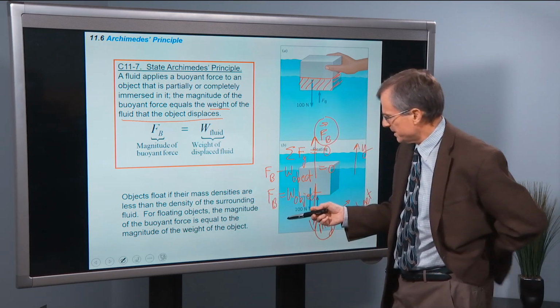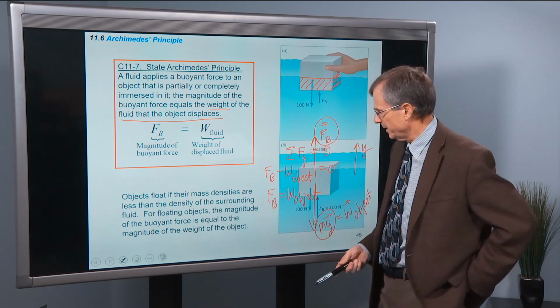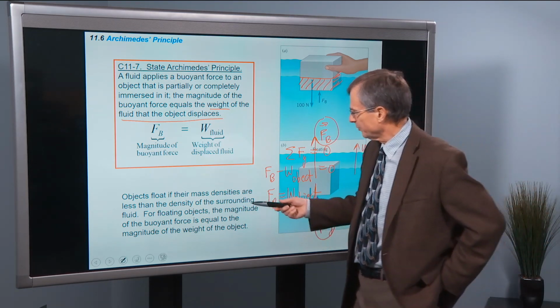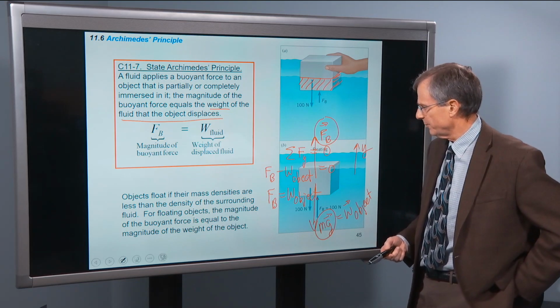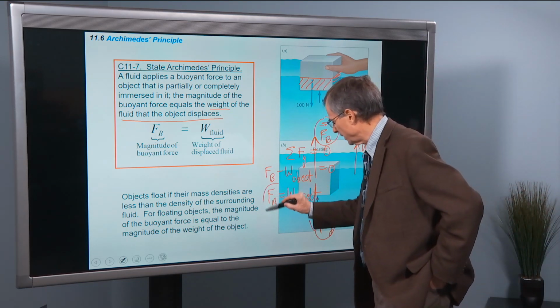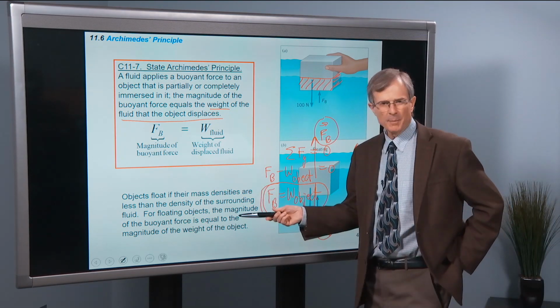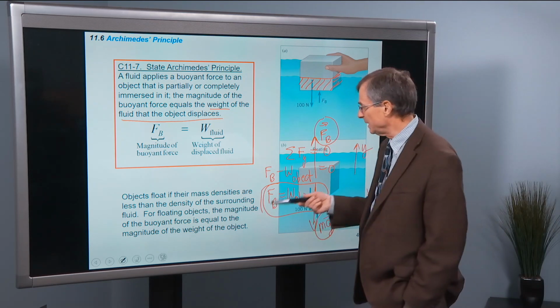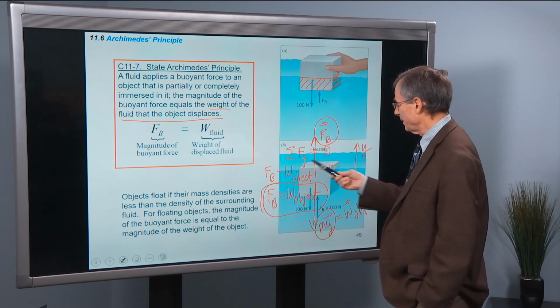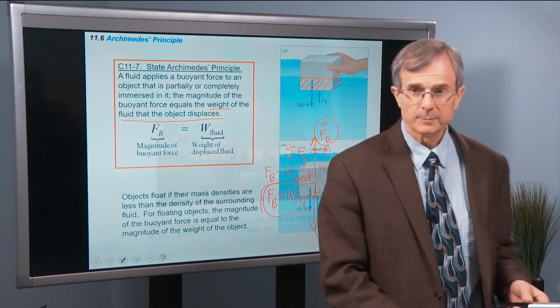Objects float if their mass densities are less than the density of the surrounding fluid, like we've talked about in a couple of the previous lectures. For floating objects, the magnitude of the buoyant force is equal to the magnitude of the weight of the object. That's this result right here. I've not put this in a concept because it's just an application of Newton's second law. But we'll need this one in solving several problems.